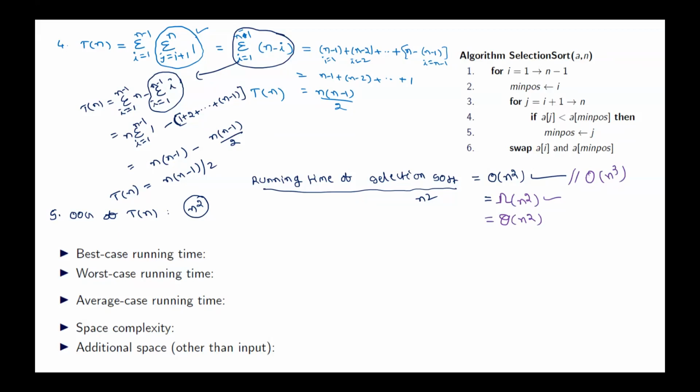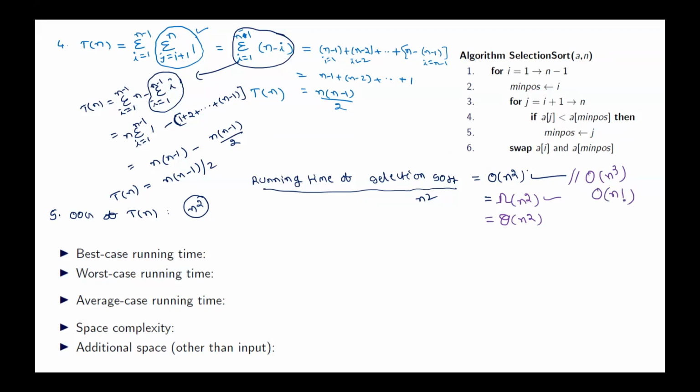Running time of insertion, selection sort is big O of n cubed. Is that correct? Yes, sir. You cannot say that it is wrong. It is also correct. But nobody writes it this way. Even if I write it as big O of n factorial, is it wrong?